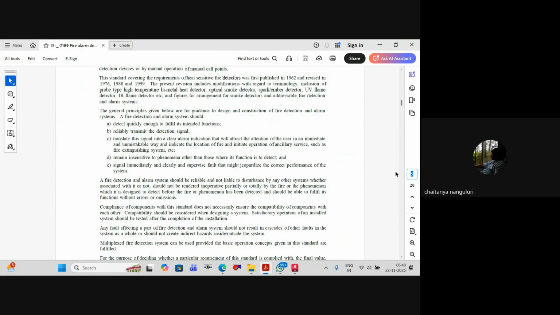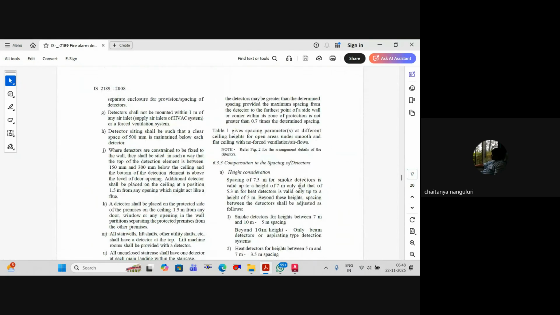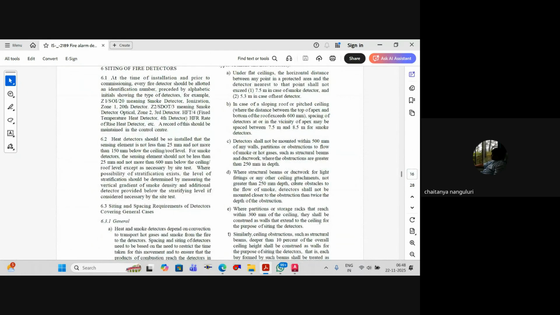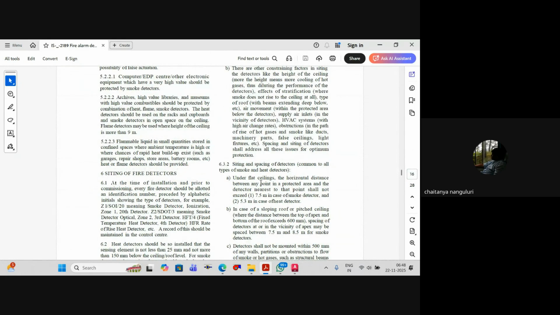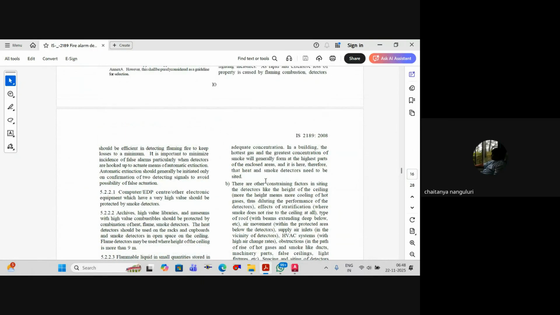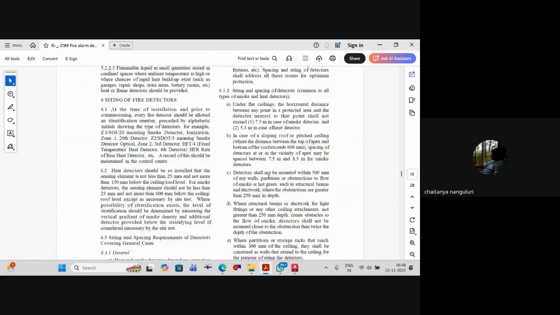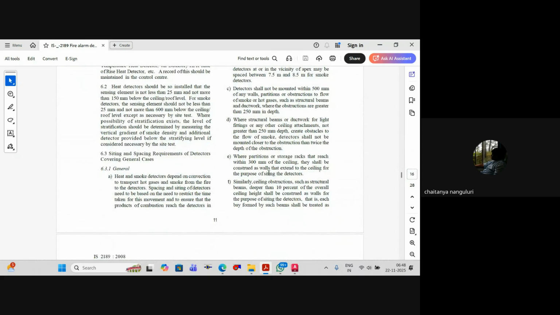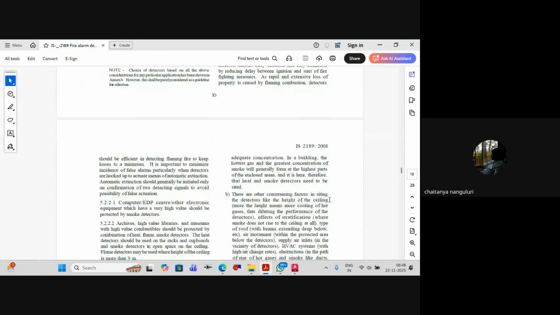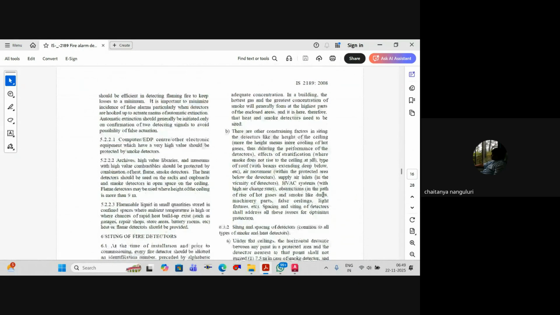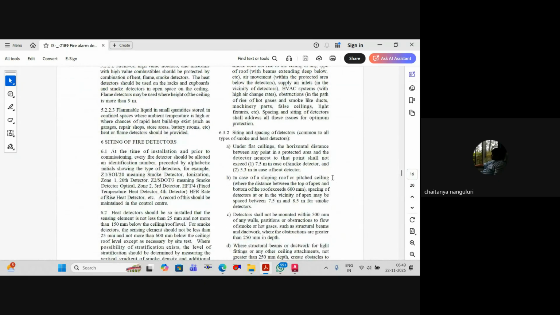That's probably page number 17 or 16. You can see this. So 6.3 clearly gives the siting and spacing requirements of detectors covering general areas. This 6.3 is quite important for us. In this, you can clearly see the height considerations you have to look at. So siting and spacing, you can read.